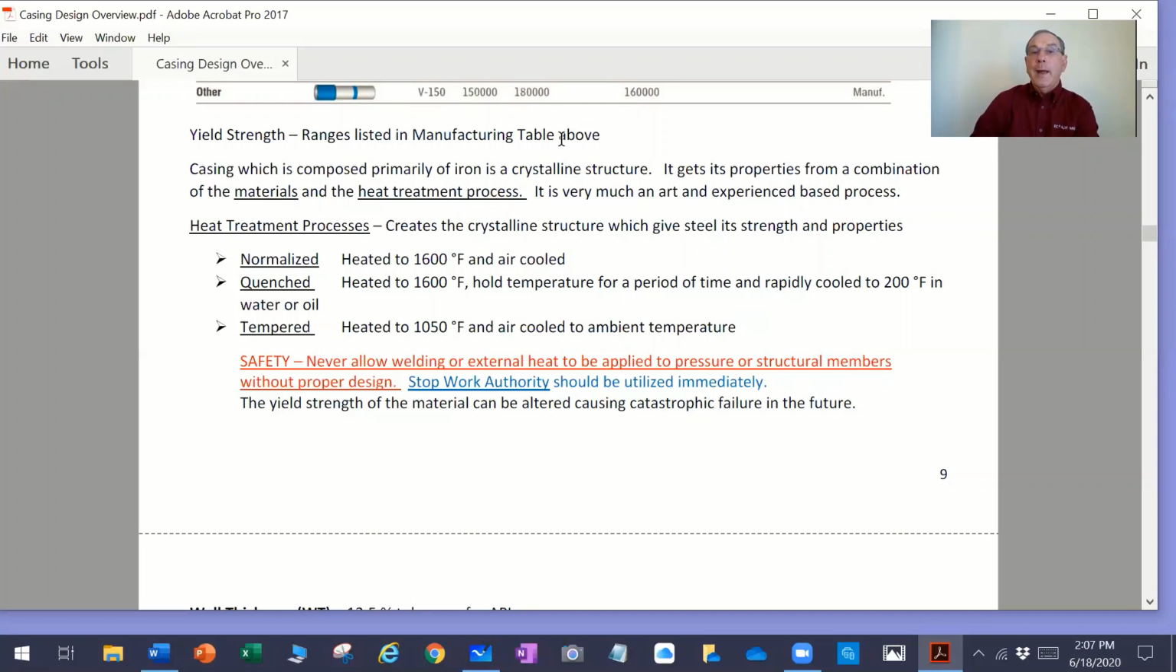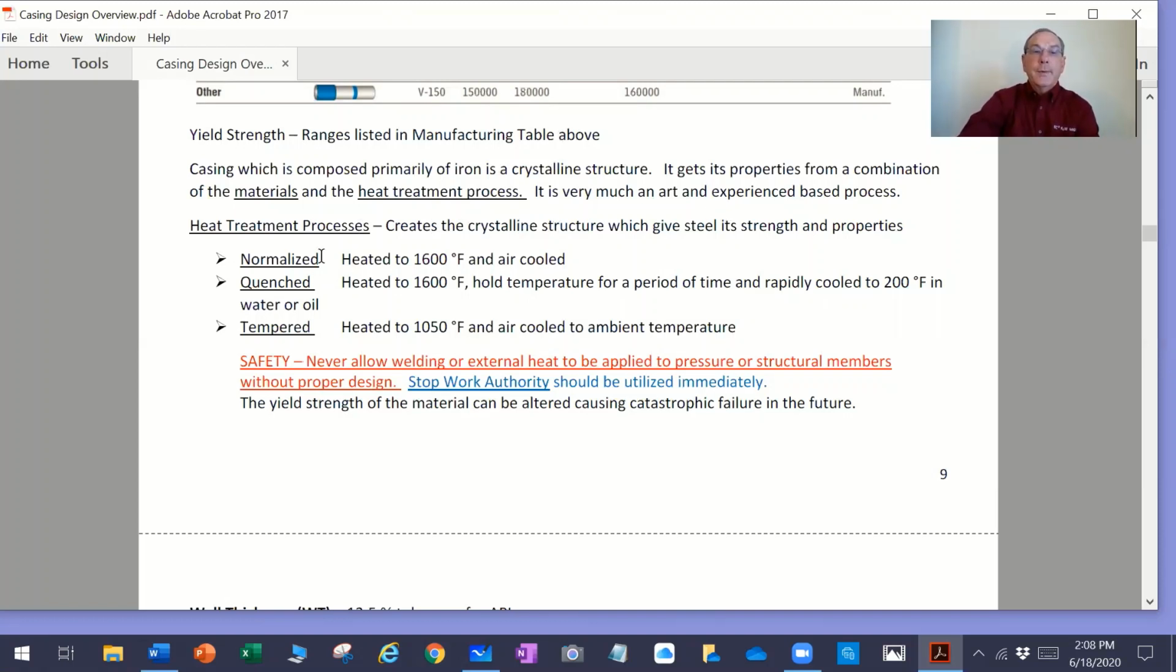So when you're talking about a crystalline structure, it's a lot like baking bread. I'm just going to use that as an analogy: if you're baking bread, the technique, how long you let it rise, how long you cook it, and so forth, is very important. So a lot of experience goes into the manufacturing process, since it's a crystalline structure. You've got to let these crystals form in a manner that gets the properties that you want. So the heat treatment process creates the crystalline structure, which gives steel its strength and properties.